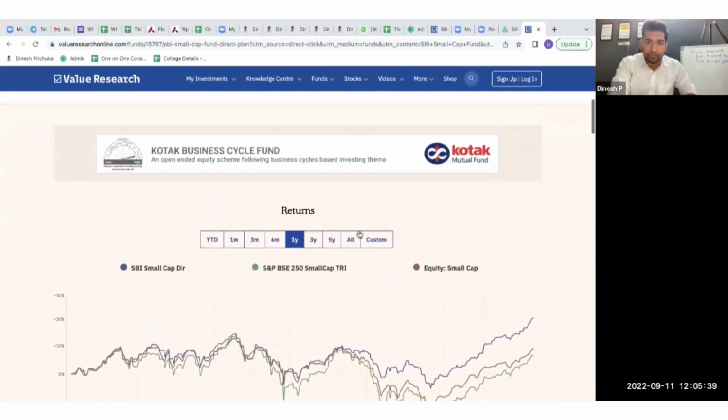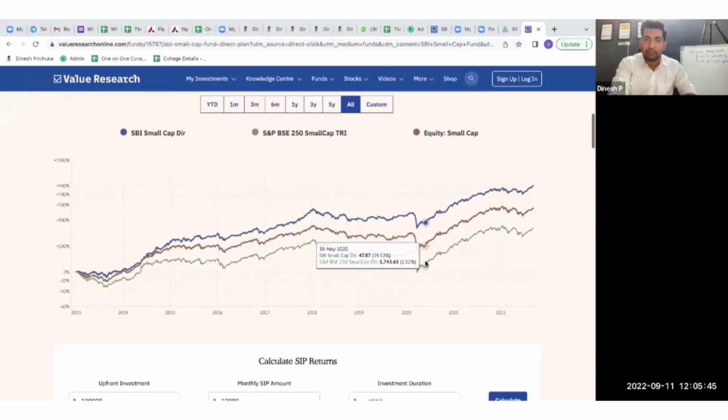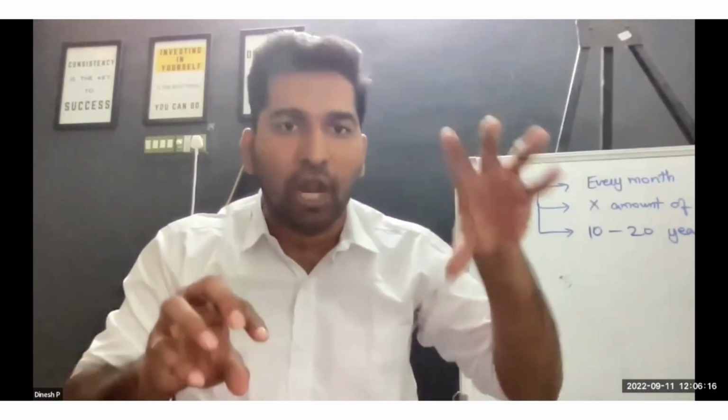So what is this? Multiple lines are there. One is SBI small cap, and the other is S&P BSE 250 equity small cap. Every single mutual fund has a benchmark. Can you compare this small cap fund with Nifty 50 performance? Nifty 50 is the list of blue chip companies. This is a small cap fund, so you cannot compare its performance with the blue chip companies. We have to compare this one with a small cap fund.